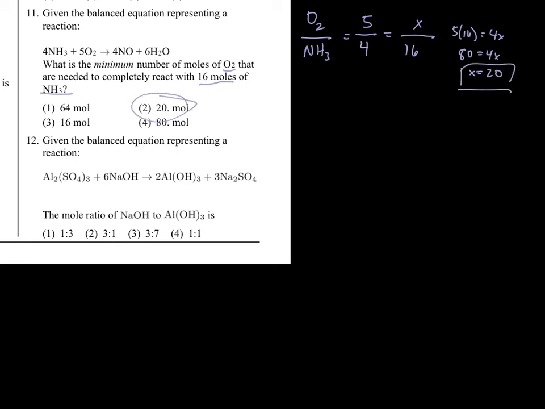Number 12, our equation is balanced. We need the mole-to-mole ratio of NaOH to AlOH, aluminum hydroxide and sodium hydroxide. So it's 6-2, but we got to reduce this even further to 3-1, choice 2.